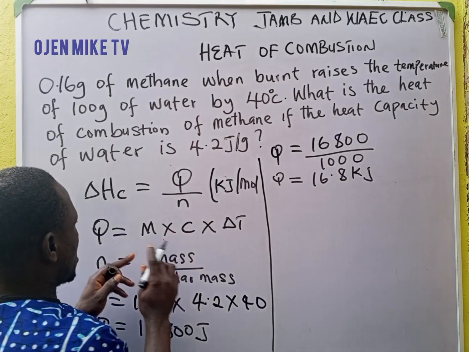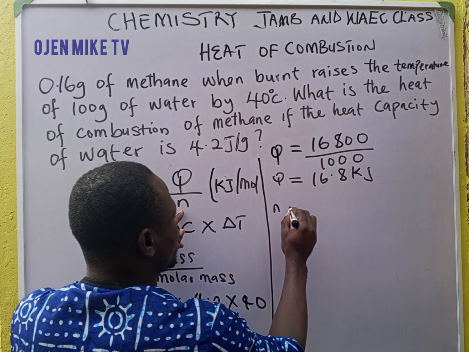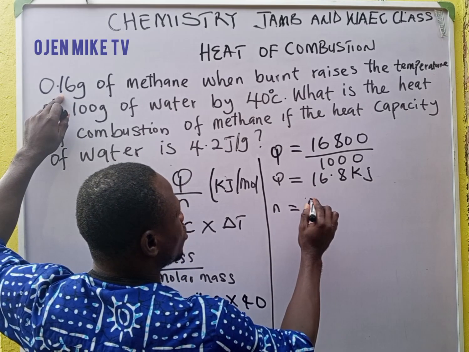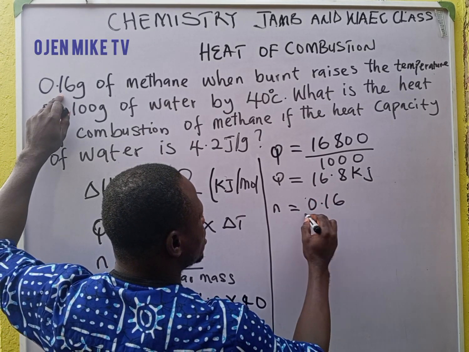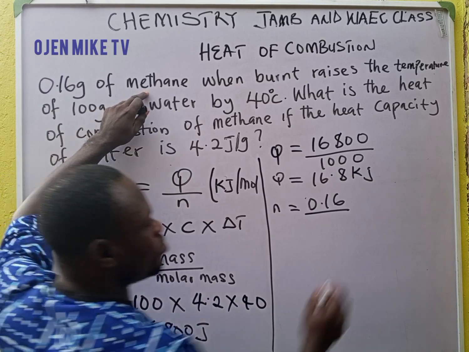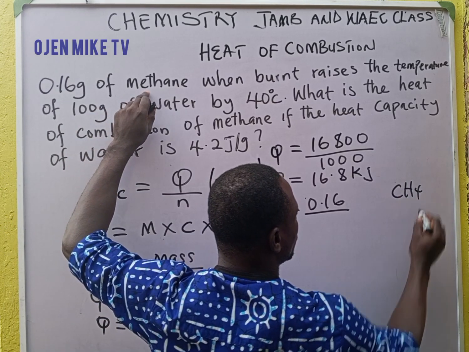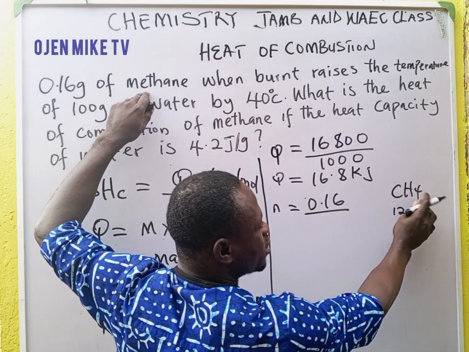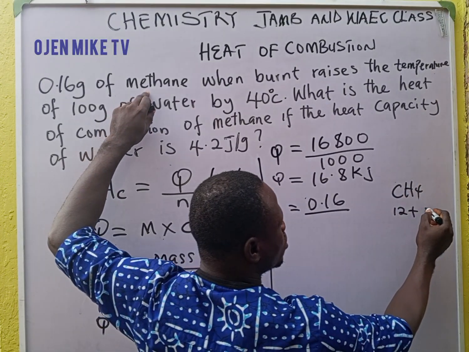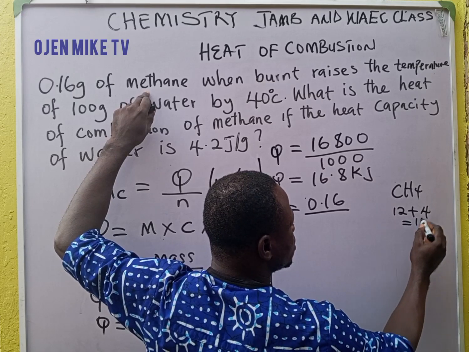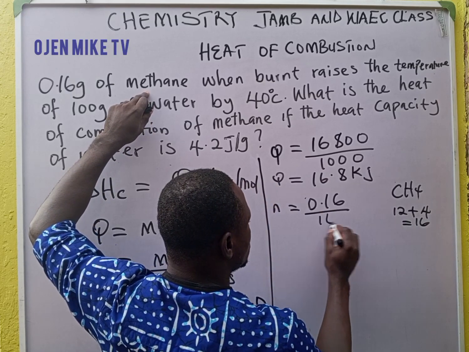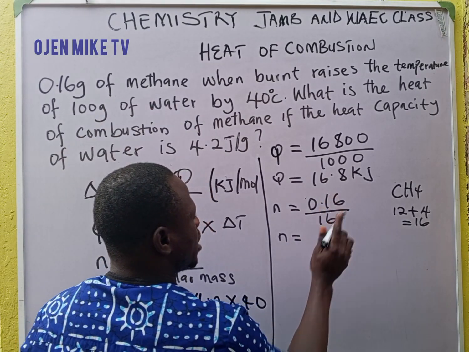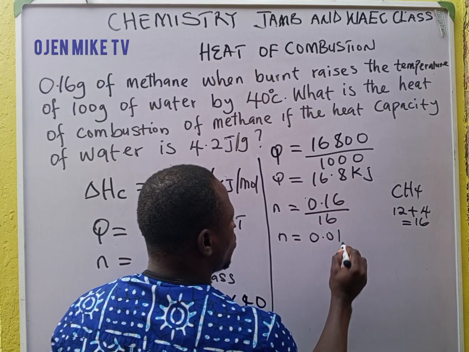Now going back to your number of moles, n is equal to 0.16 divided by the molar mass. Methane is written as CH4. Carbon is 12 plus hydrogen, which is 1 times 4 atoms, is 4. So this equals 16. Dividing 0.16 by 16 gives you 0.01, so the number of moles is 0.01.